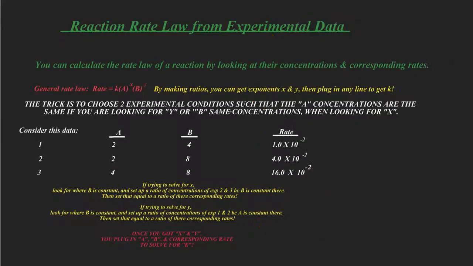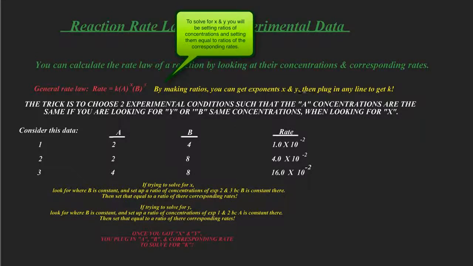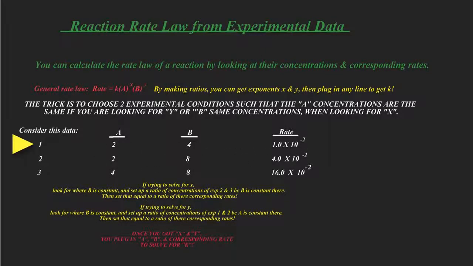Here we have a sample set of experimental data that we can use to find out what x and y are. We do this by setting ratios, and we solve for x and y. Then we can plug in either experimental data for 1, 2, or 3 and solve for k.